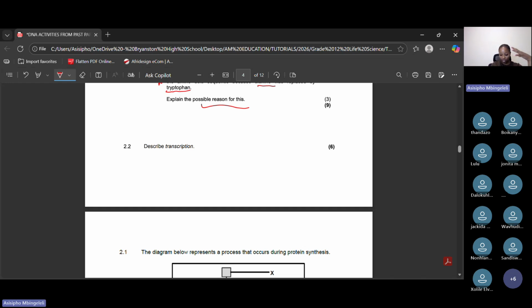All right, let's talk. What's the marker location for that? For the question, they said describe transcription. What's the marker location? Are you able to see my screen? It's 6 marks. So from your answer, it is a process whereby messenger RNA is formed from DNA. Is that what you said?